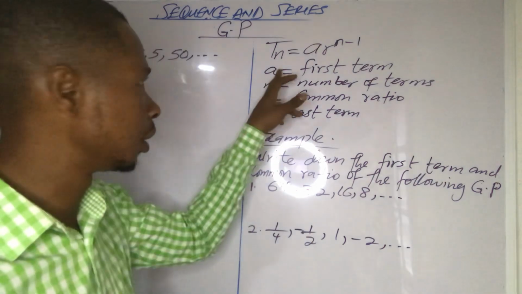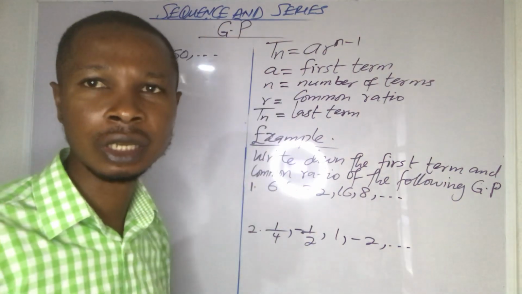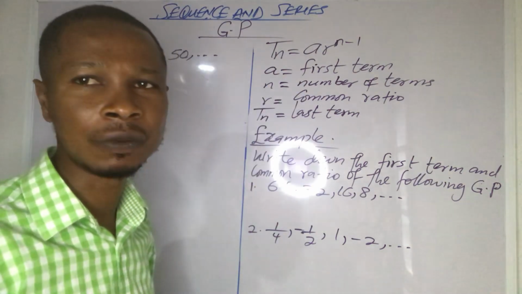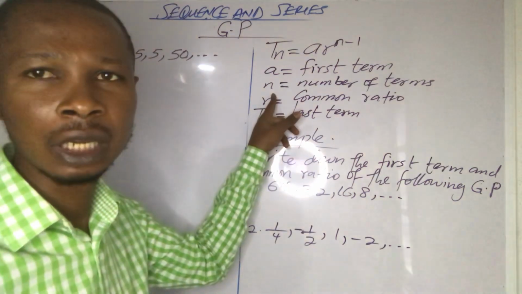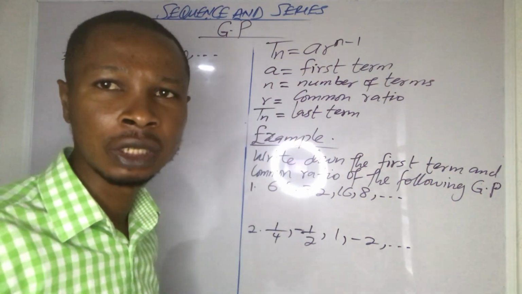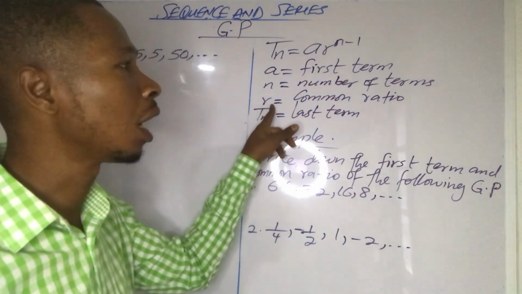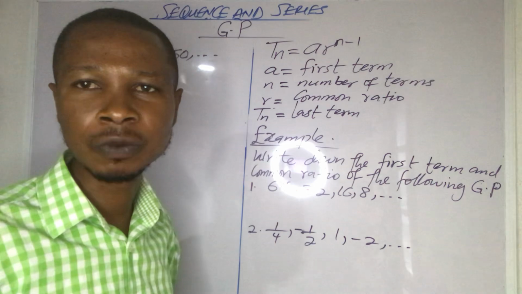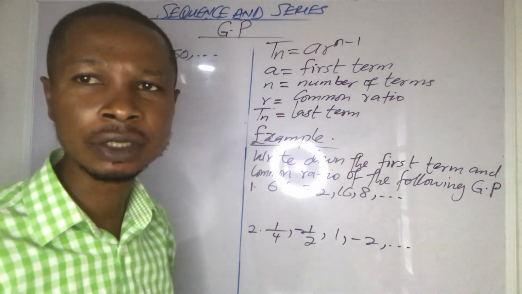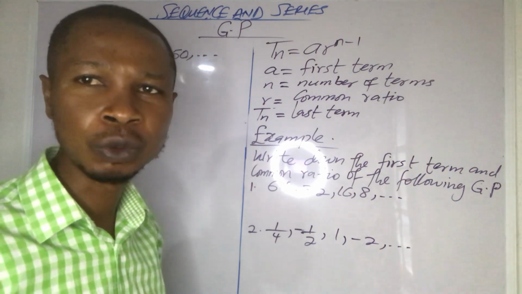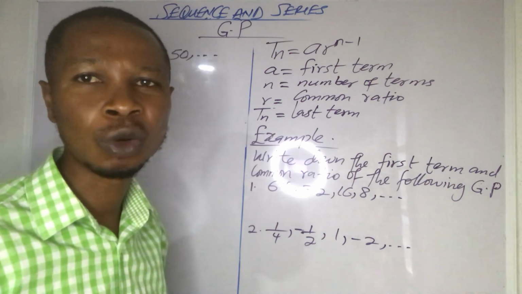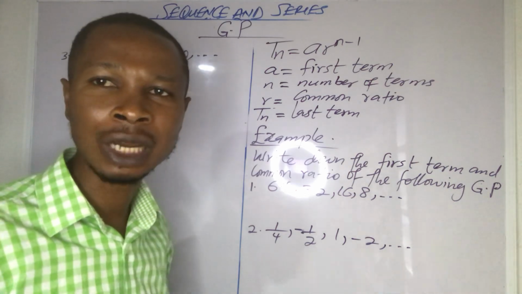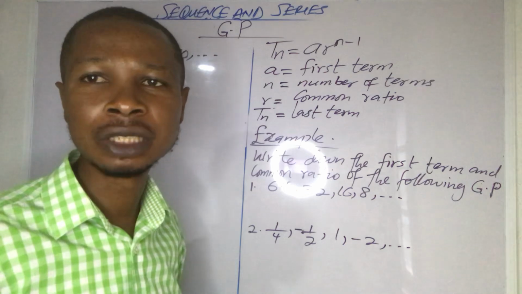Where your A, as you all know in arithmetic progression, is our first term. Your n, as you know in arithmetic progression, is the number of terms, but r is the common ratio. In arithmetic progression, you have what's referred to as a common difference, but in geometric progression, we have what's referred to as common ratio. That's the only difference between arithmetic progression and geometric progression.